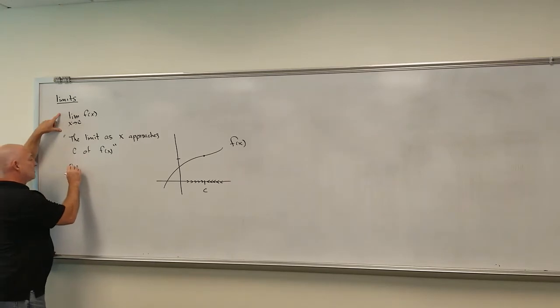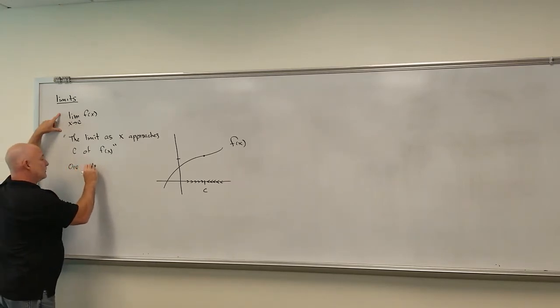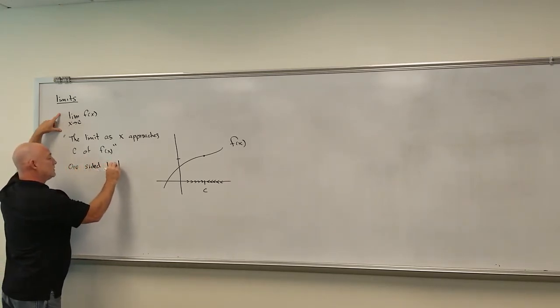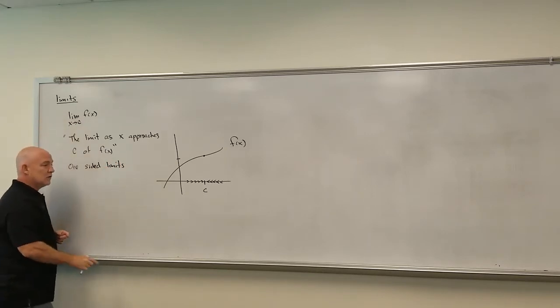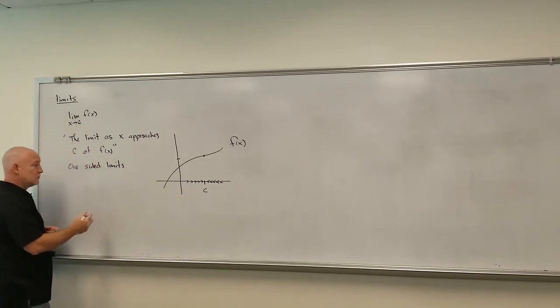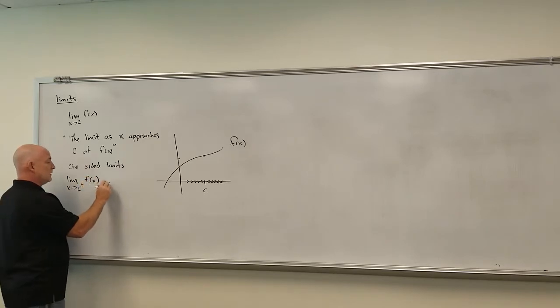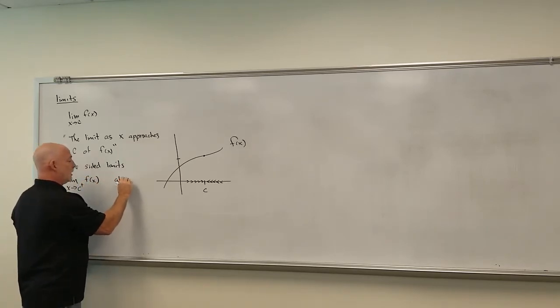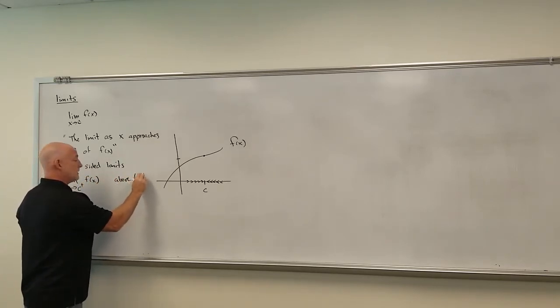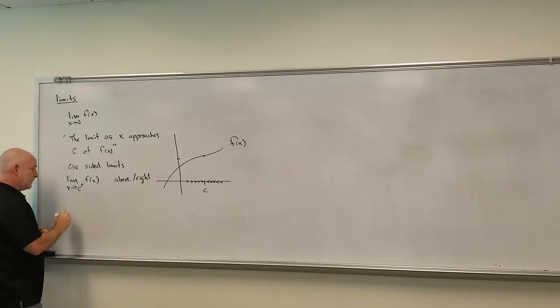We also have what are called one-sided limits. Now, with one-sided limits, we're only concerned with coming from one direction. So here's the way that we would do it. This is the limit as x approaches c, let's say with a plus sign, of f of x. This is from above or the right. Either one of those would be correct.